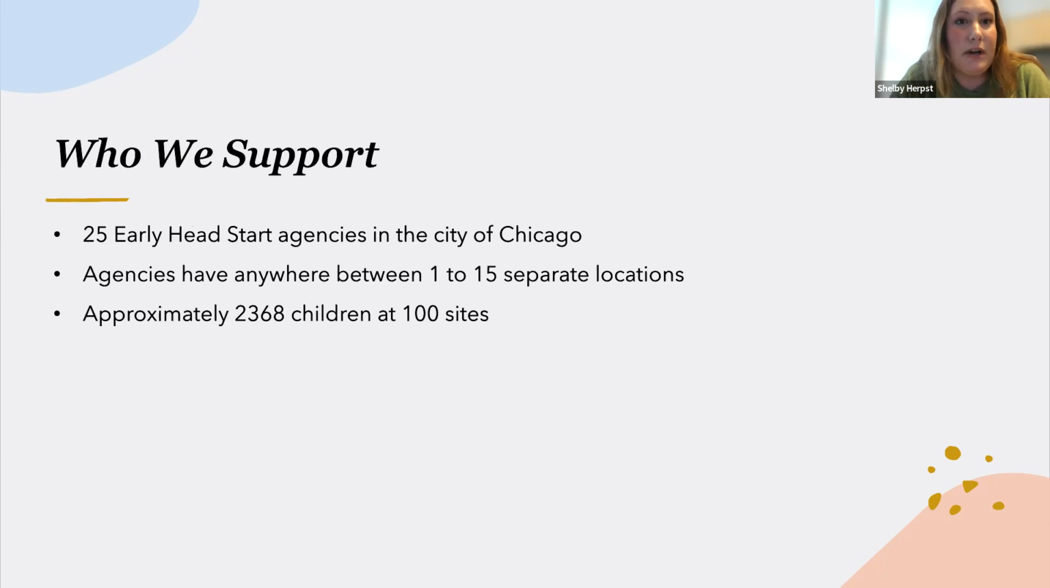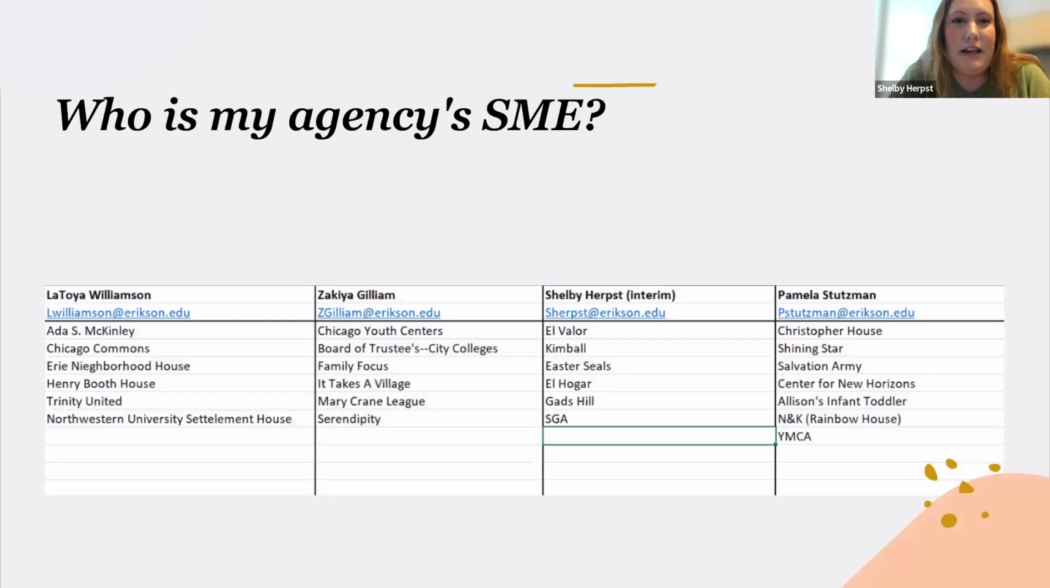Next slide. We support all 25 of the early Head Start agencies that are contracted with DFSS in the city of Chicago. You can go to the next slide. I also wanted to provide a little breakdown here of all of the sites that each individual subject matter expert supports. So if you have any questions and you see your agency name there, please feel free to reach out to your subject matter expert via email.